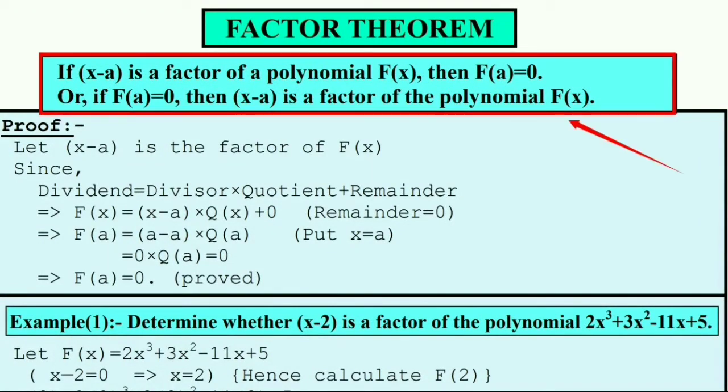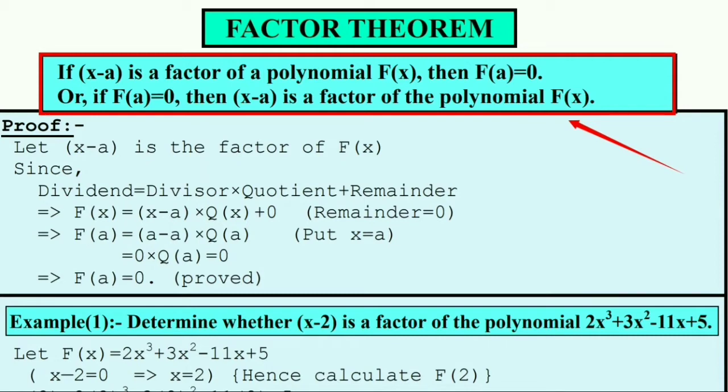Let's see what factor theorem says. It says if x minus a is a factor of a polynomial f(x), then f(a) equals 0. The meaning is very clear: when x minus a is a factor of the polynomial f(x), then f(a) actually is a remainder. So we know very well that if any expression is a factor of the given polynomial, then the remainder obtained is always 0. And here it is clear that f(a) is the remainder.